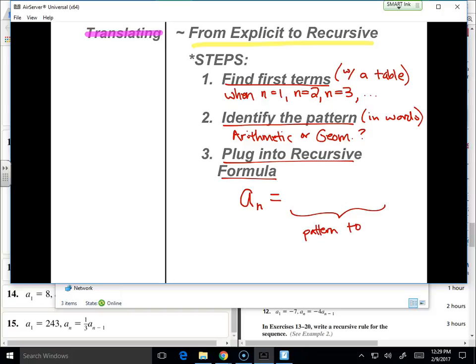Somehow do the pattern to the a sub n minus 1, which could be a sub n minus 1 plus or minus a number. It could be a sub n plus 1 times or divided or multiplied by 1 over a number. But that is how we finish off the steps.